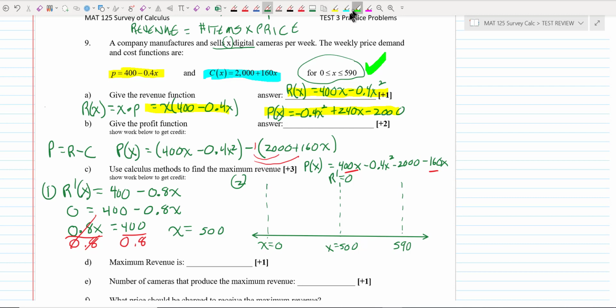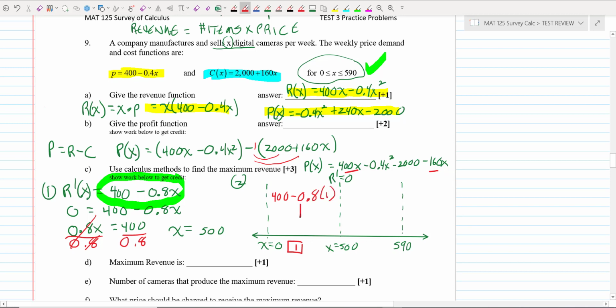Okay, so let's go ahead and do some test points. Again, your derivative is this. We're going to plug some test points into that derivative, and let's keep it simple. Pick a number between 0 and 500 and plug into the derivative. You'll have 400 minus 0.8 times 1.